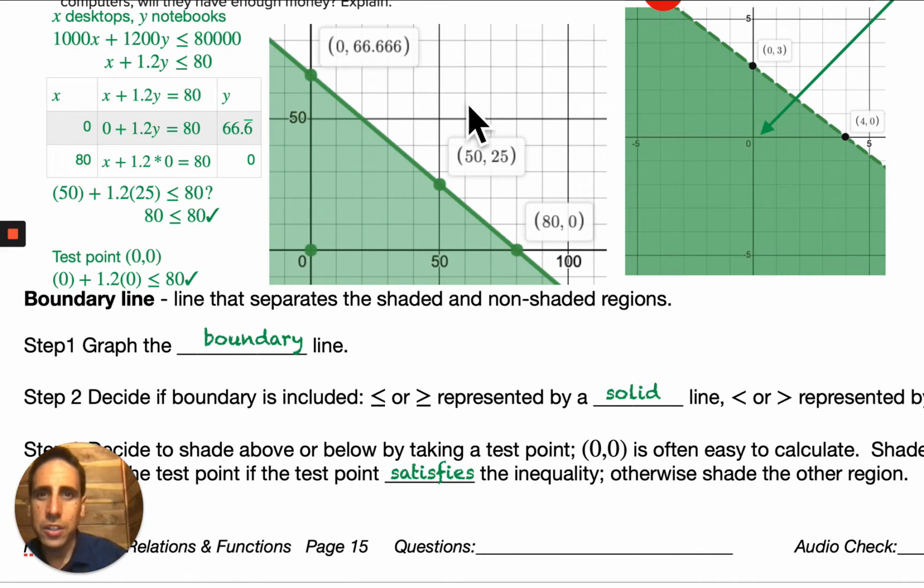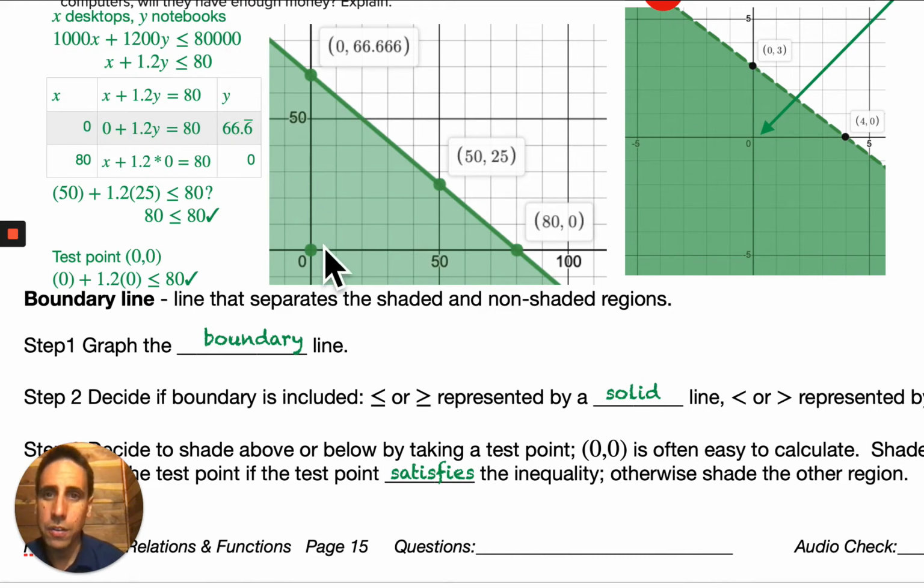So then the next question is, how do we know which side to shade? Do we shade all these points or shade all of these points? And what does shading even mean anyway? When it comes to an inequality, we are allowed lots of different points. We could buy 0 desktops and 0 notebooks. How much are we going to spend? It's $0, and that is less than or equal to 80,000.